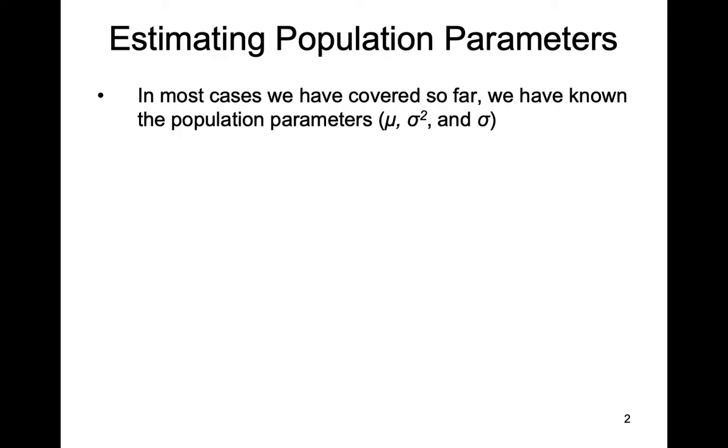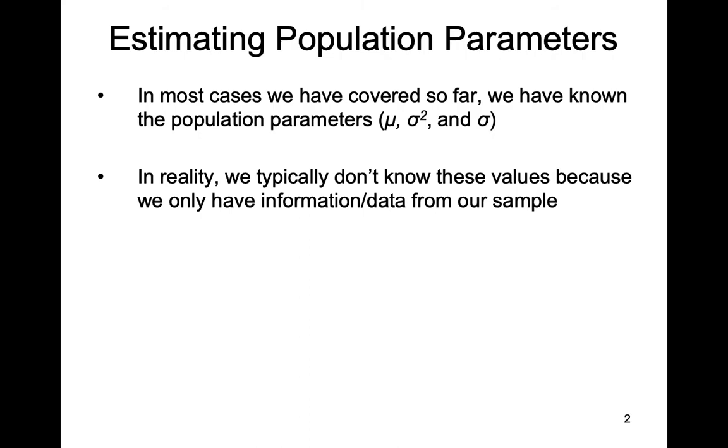So in most of the cases that we've covered so far, we've known population parameters. Specifically, when working on the z-test, we've known a population mean, mu, and we've also known the variance and the standard deviation in the population. In reality, we typically don't know these values because we only have data from our sample.